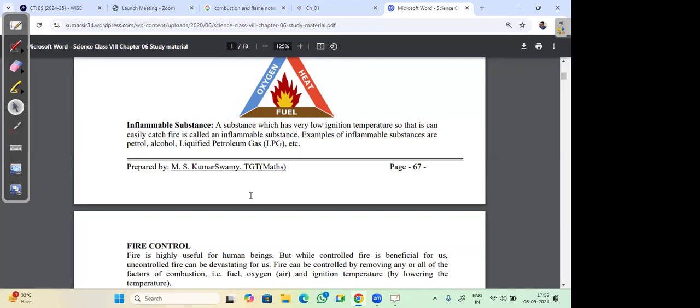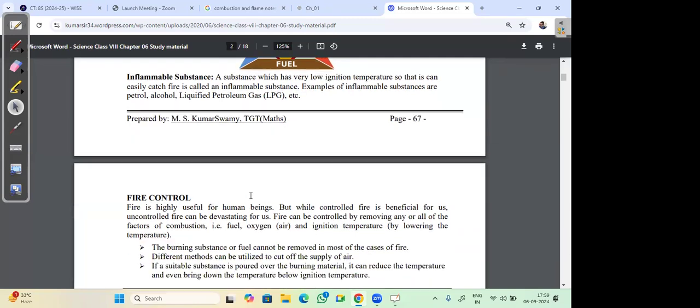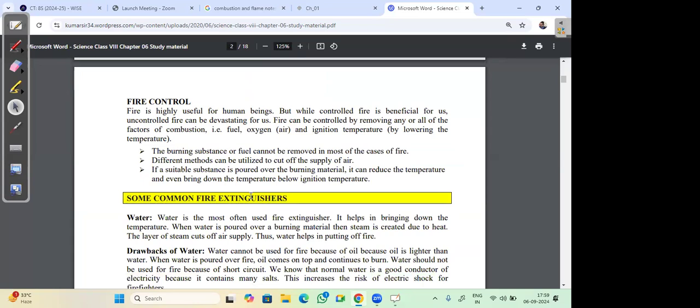Now we are doing fire control. Methods to control fire. The burning substance or fuel cannot be removed in most cases of fire. Whenever fire catches, it is very difficult to remove the burning substance. So from the fire triangle, it's not easy to remove the fuel or the substance.